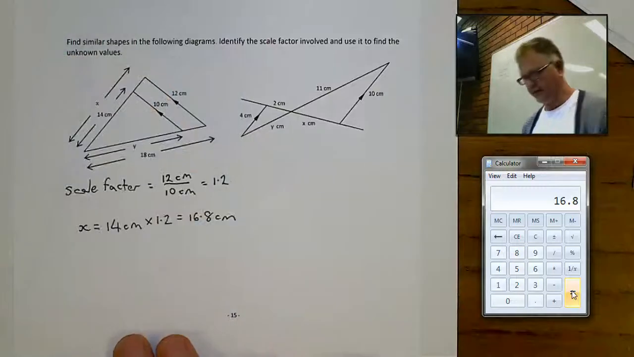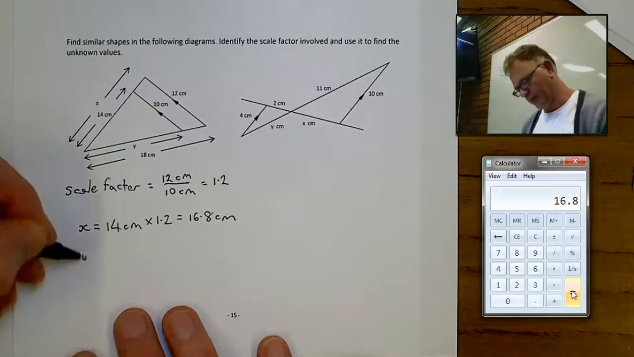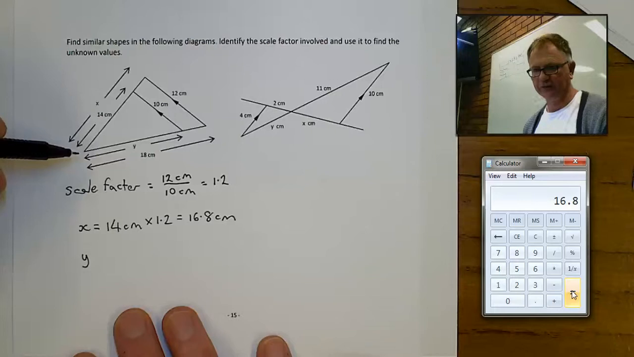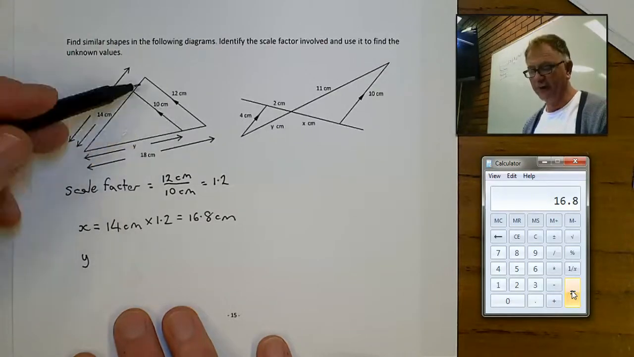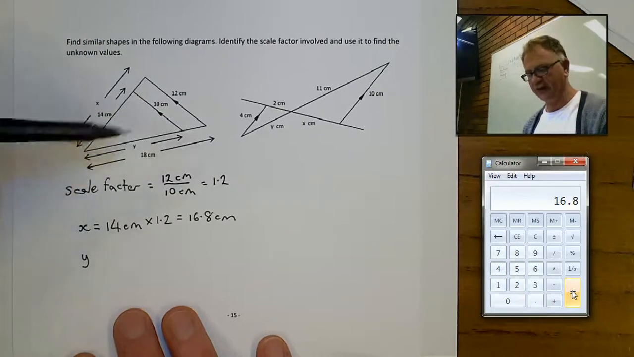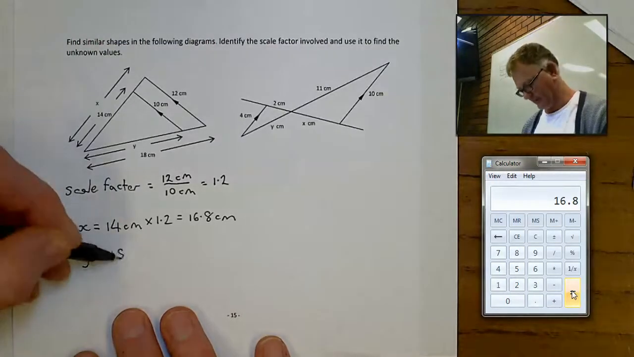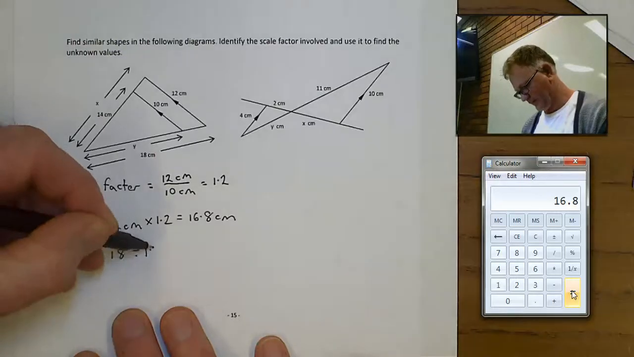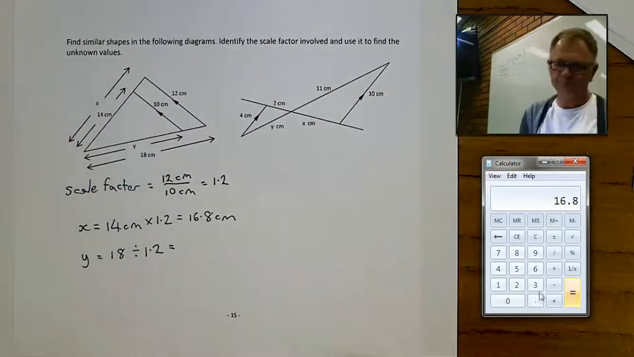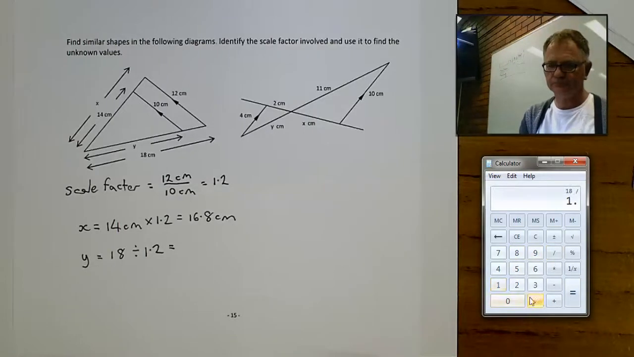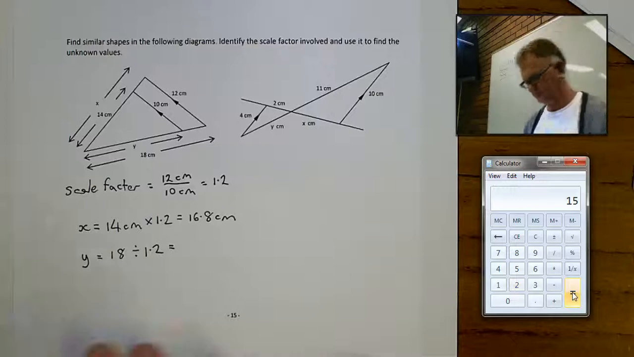Now I have to be a little bit careful with the next one because we want to find y, and y is on the smaller triangle. I'm not going to want to multiply it by 1.2. The larger triangle is 1.2 times the size of the smaller triangle, but now we've got a size on the large triangle, we're going to need to divide that by 1.2 to get the size back on the small triangle. That gives .15 centimetres.